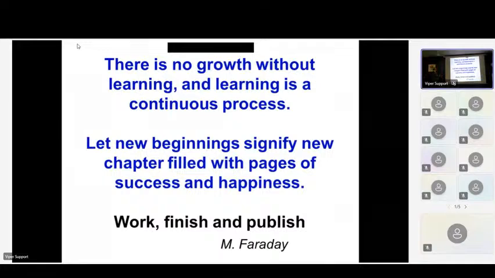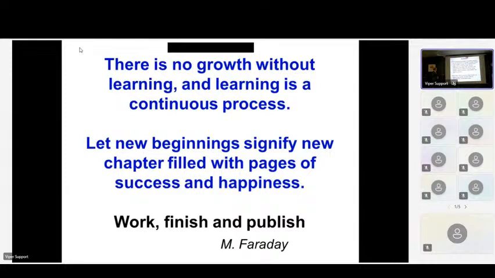There is no growth without learning, and learning is a continuous process. We always say that teachers are always lifelong students. Similarly, learning is a continuous process. Let the new beginning signify a new chapter filled with pages of success and happiness. Michael Faraday says, work, finish, and I added here, publish also. Not only work and finish, but you must publish your work. Then it will be worthwhile that you stand in the line.